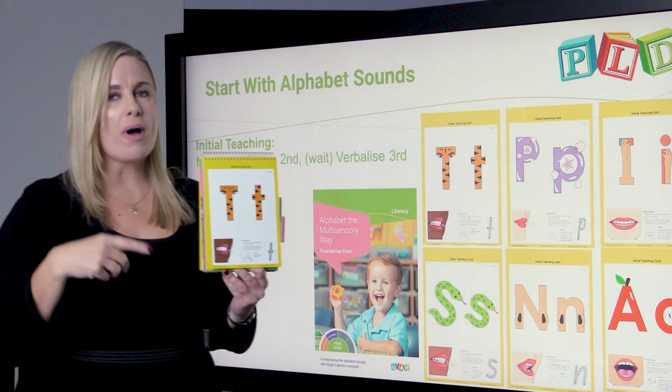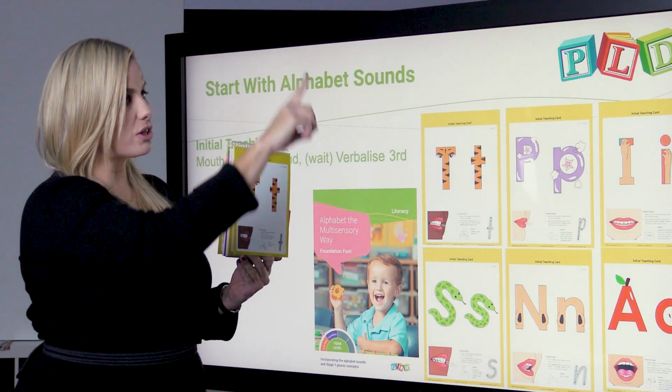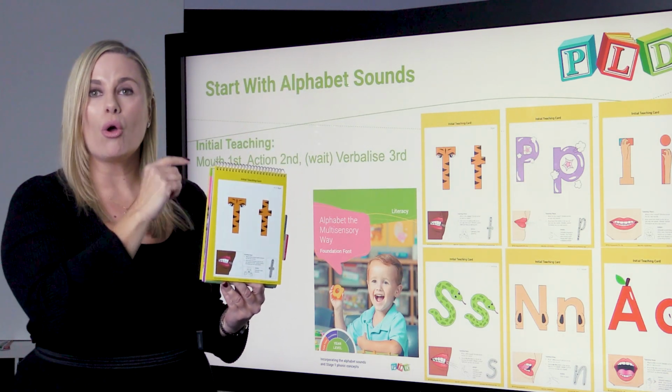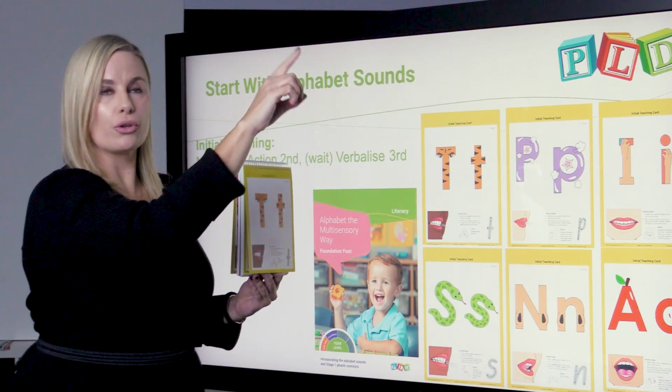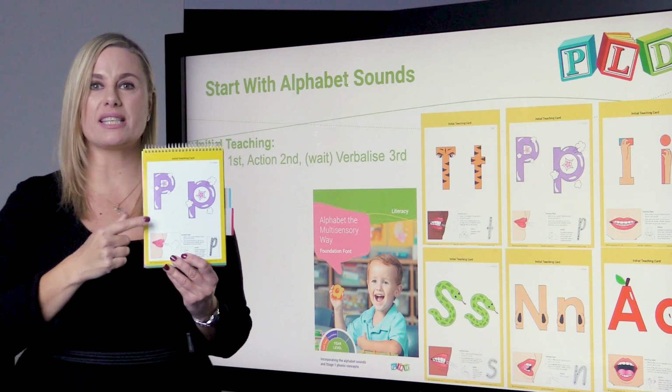Now let's remind ourselves it is down and across. Down and across. Now let's practice writing the sound in the air. T. Well done.